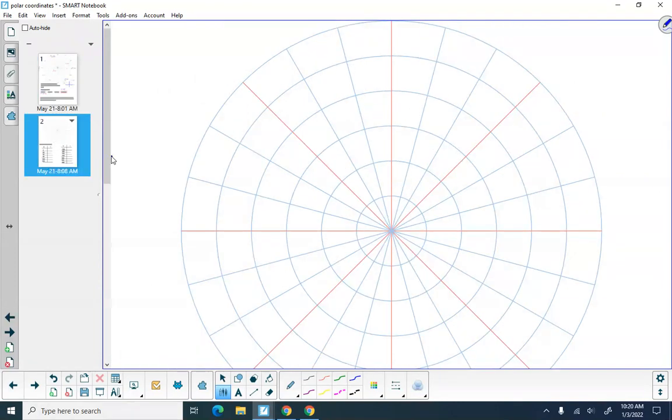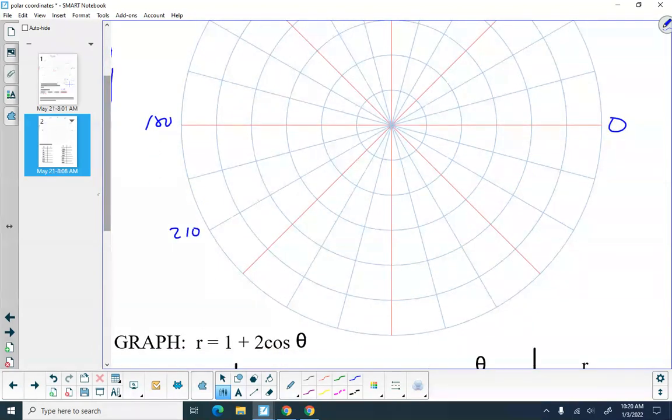Well, let's take a look at what we're going to do with respect to a graph. And we can label these. There we go. We can label it just as we did in the front.